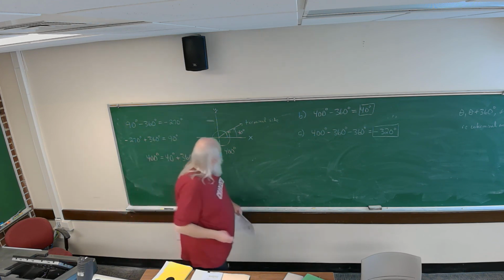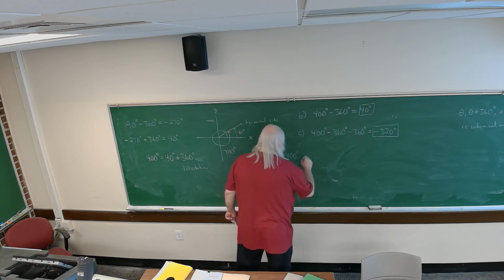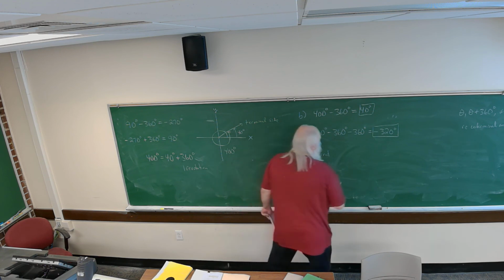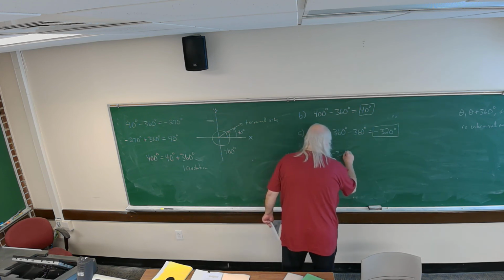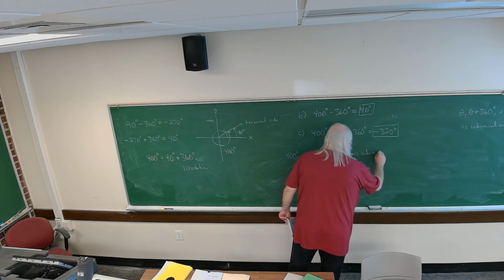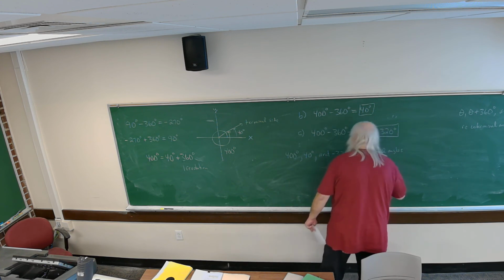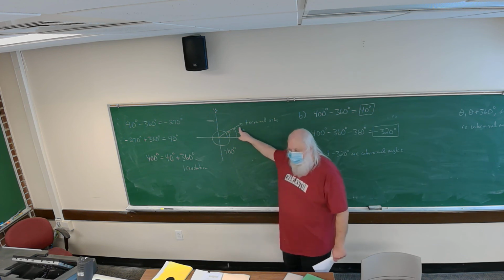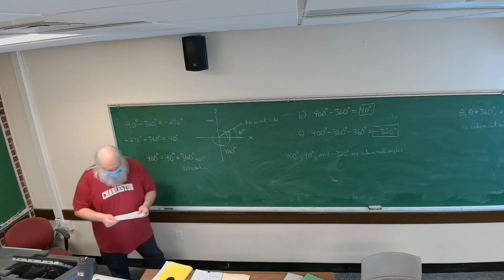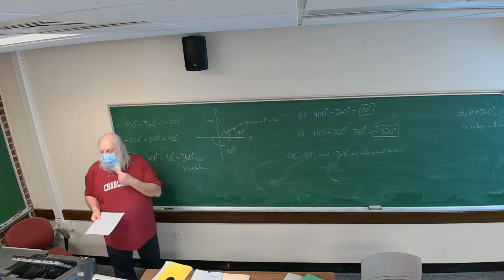So the angles 400 degrees and minus 320 degrees are coterminal angles. They all share the same terminal side. Okay? Any questions on that?